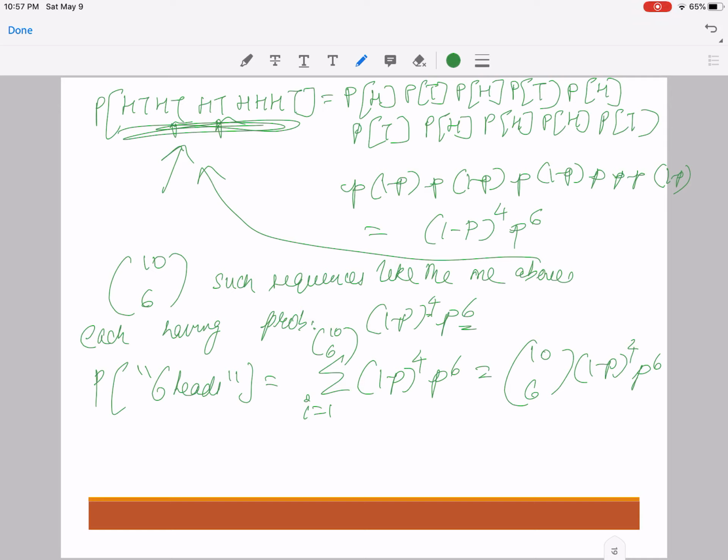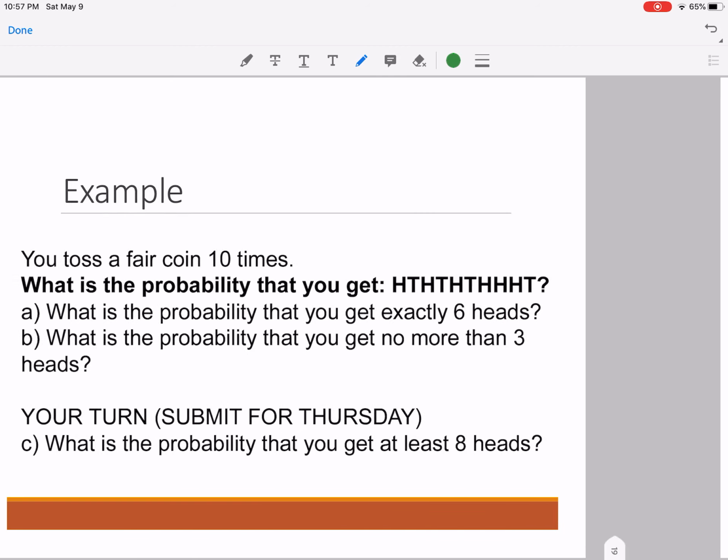So the probability of getting 6 heads is 10 choose 6 times 1 minus P to the 4 times P to the 6, where 1 minus P to the 4 times P to the 6 is the probability of exactly one sequence that has 6 heads. But there are 10 choose 6 such sequences that have exactly 6 heads, each having the same probability. So if you add those probabilities together, you get the total probability as 10 choose 6 times 1 minus P to the 4 times P to the 6.